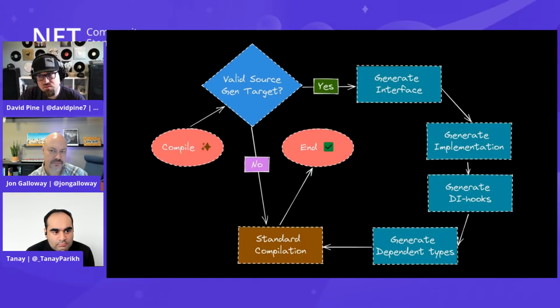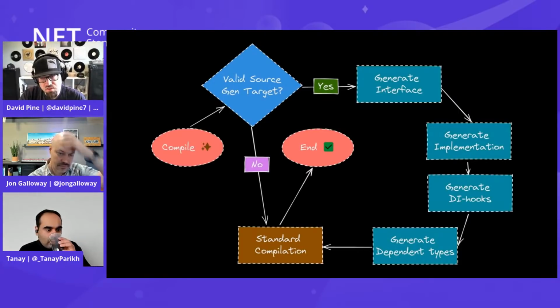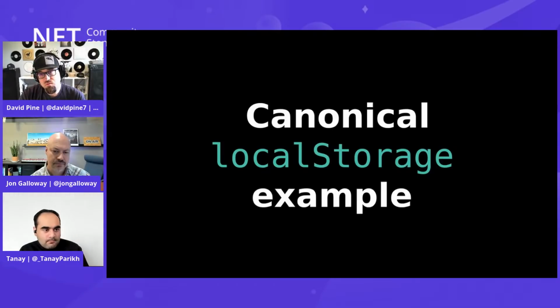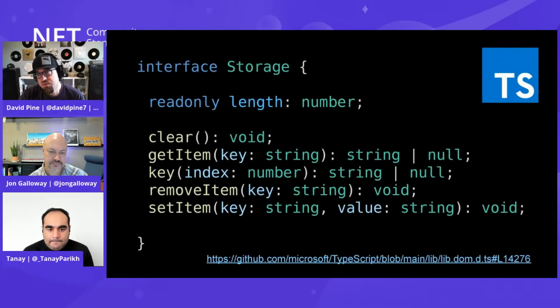So in this case, if there is a valid source to generate, you'll generate the interface, the implementation, the DI hooks, and the dependent types. And then that just goes back into the standard compilation. And then your compilation is done. So one very common example, if you've ever done any Blazor JavaScript interop, you've probably seen local storage. There are many packages that exist out there, but this is just one example to show the bare bones minimum of what source generation can do for us.